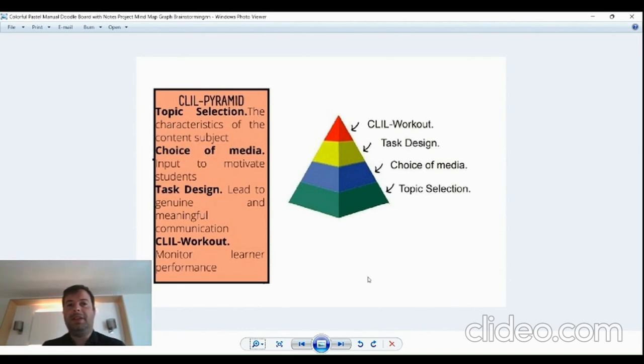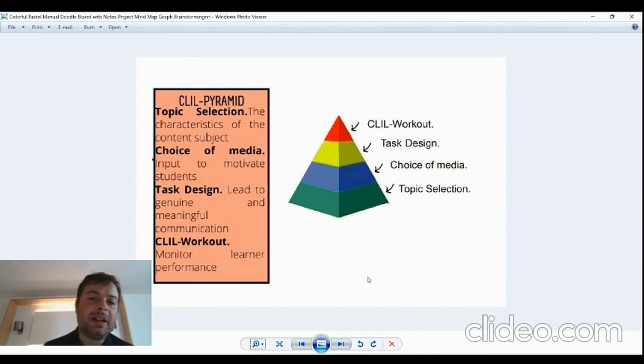The CLIL pyramid or Mayer pyramid is a holistic perspective of the planning process. It is a practical planning tool with a deep connection to CLIL. The theory is based on the four C's principle.